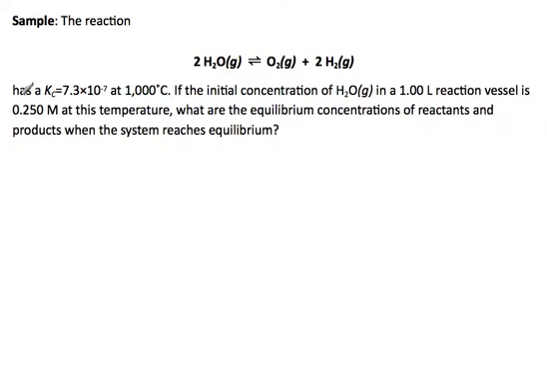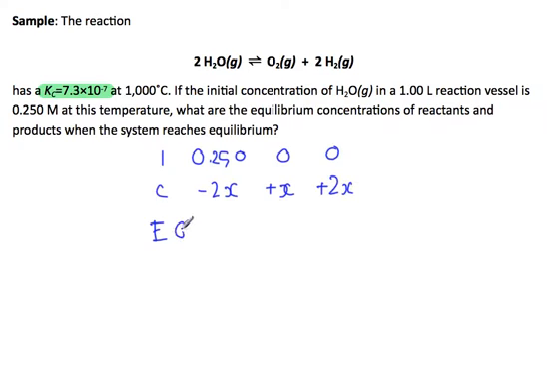All right, so here we have a reaction. Decomposition of water at 1,000 degrees Celsius has this very small value of K, 7.3 times 10 to the negative 7. That's a really small value. So let's go ahead and make our ICE table. So the initial concentration of water is 0.25 moles per liter. The initial concentrations of oxygen and hydrogen are 0. So this is going to change by a value of negative 2x, based on stoichiometry. Oxygen will change by a value of positive x, hydrogen by a value of positive 2x. So now we have our equilibrium concentrations, 0.250 minus 2x, x, and 2x.